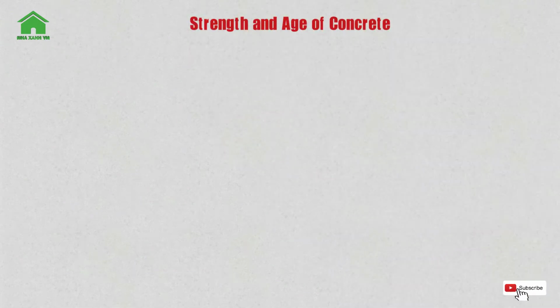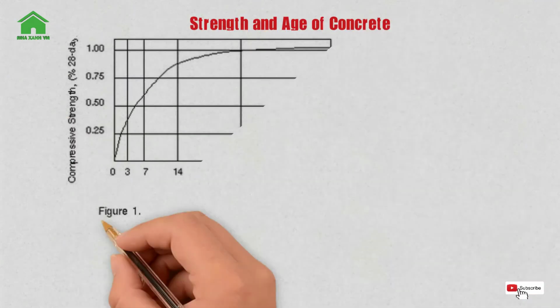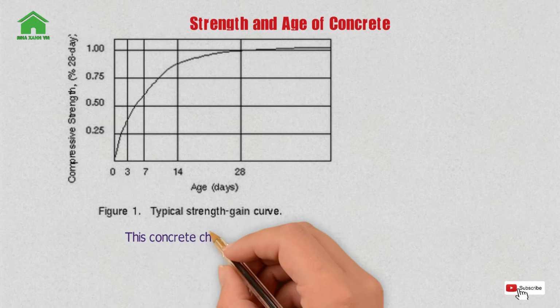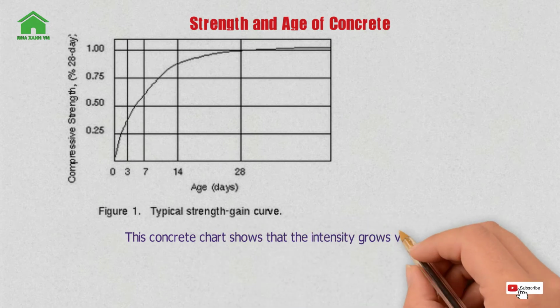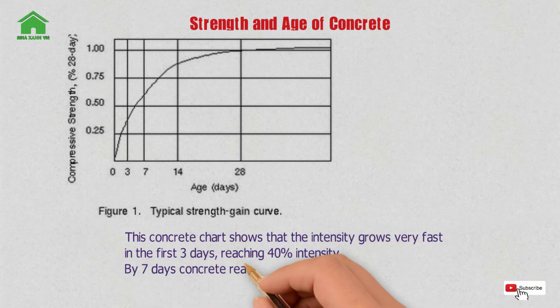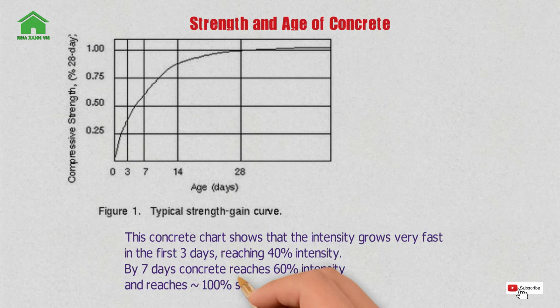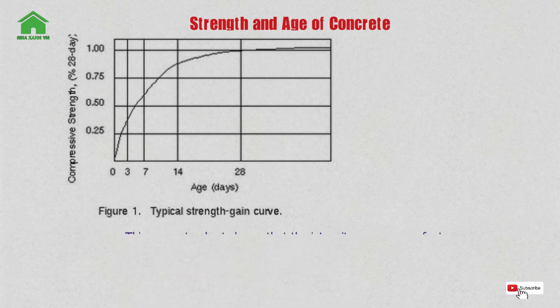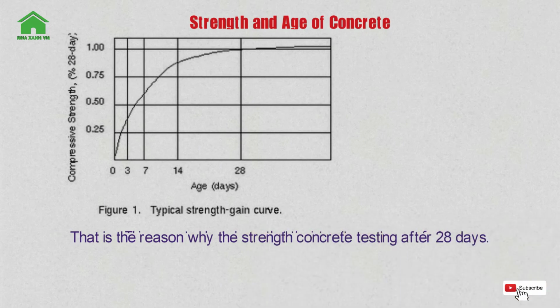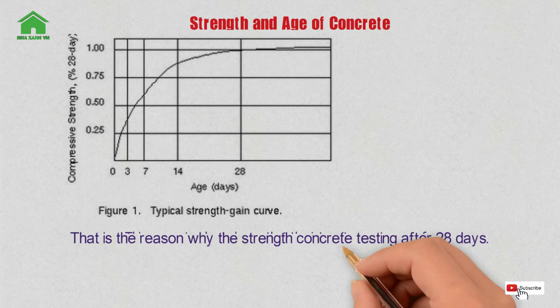Now we are talking about strength and age of concrete. Look at the chart. The typical strength gain curve. This concrete chart shows that the strength grows very fast in the first 3 days, reaching 40%. By 7 days, concrete reaches 60% and reaches about 100% strength after the full 28 days. That is the reason why the strength of concrete is counted after 28 days.